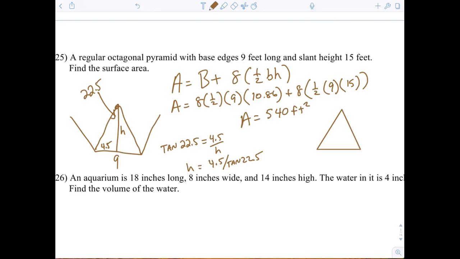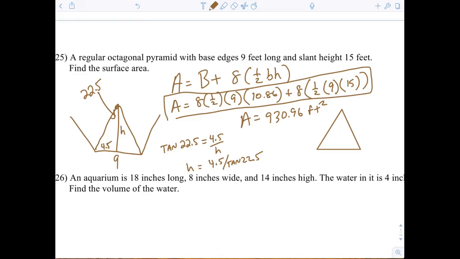Okay, tell me what you have. 930.96. Thank you. Yeah. Just ignore that then. 930.96, and then it would be what? Square feet. I did this. That formula. That's how I got it. You agree with that or not?